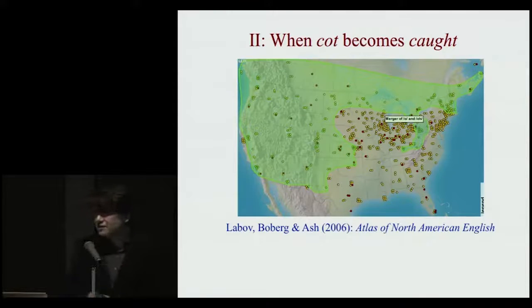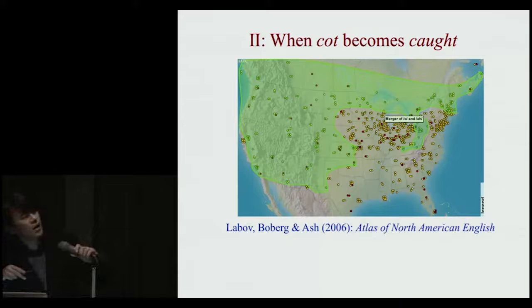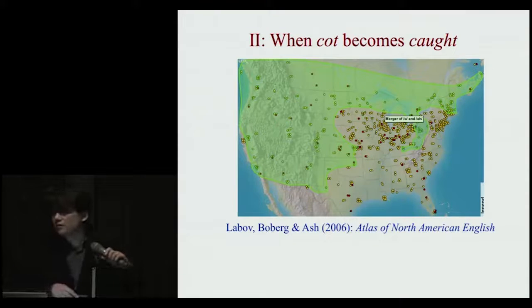Now let's look at the other case I was alluding to. So that change took a few centuries, right? This one took place in probably 3 to 5 years. Let's again try to hear this. And this is the diagram from the distribution of cot-caught merger in North America. The green areas are areas in which the 2 vowel variants are the same, and the dots are where the 2 vowels are actually different. So you go to New York City, you can clearly hear the 2 vowels being different.